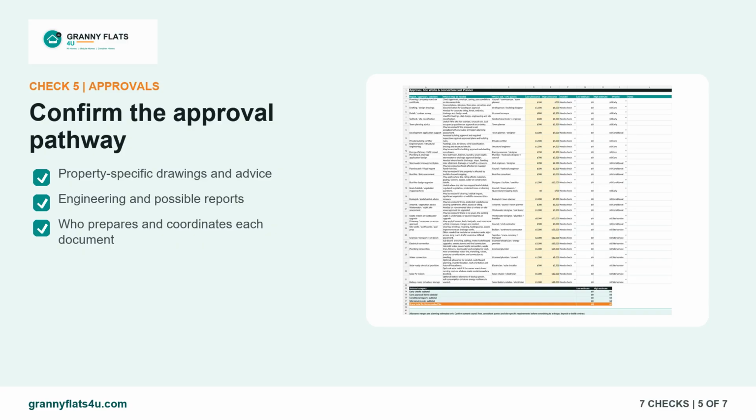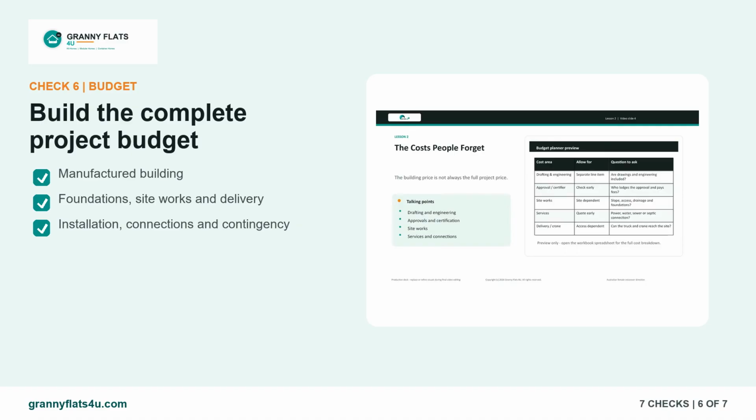Sixth, prepare a complete budget. Allow for more than the manufactured building. The project may also include approvals, reports, engineering, foundations, site works, delivery, installation, connections, stairs, decks and contingency.